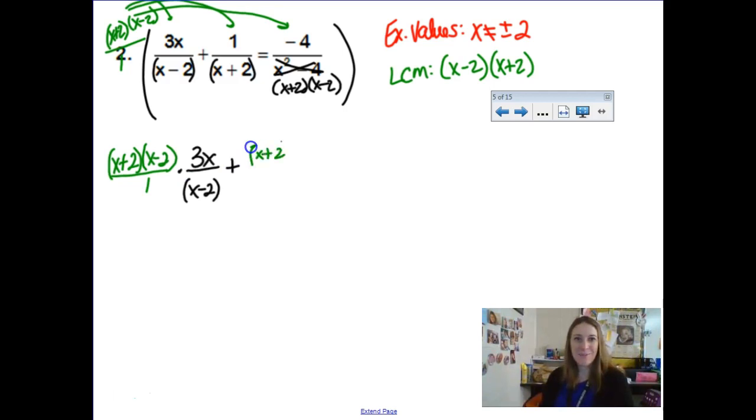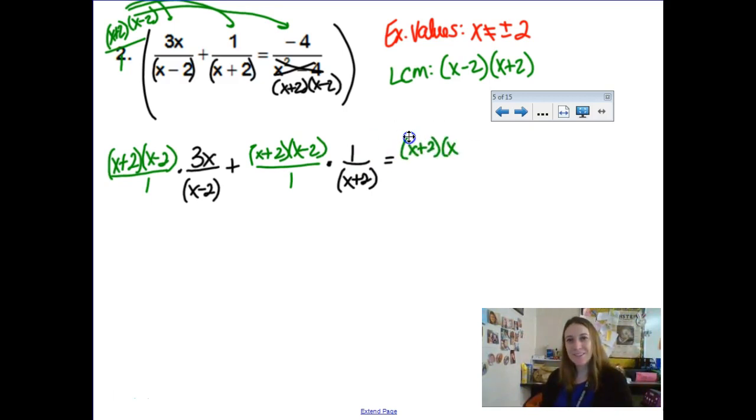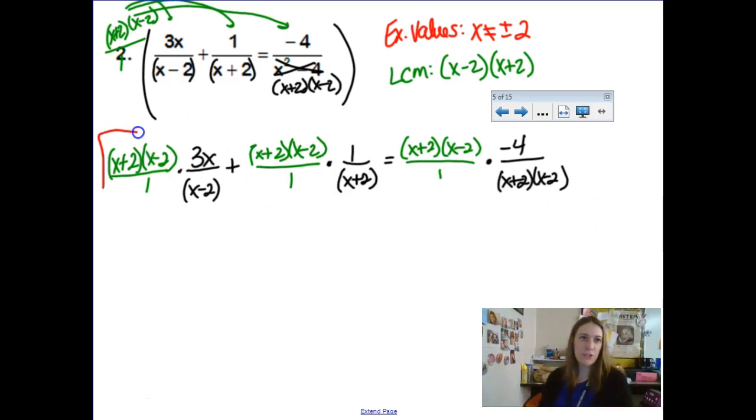You know me, I like parentheses around my factors, so I'm going to keep those. And then x plus 2 times x minus 2 over 1 times the next fraction, which is 1 over x plus 2. Again, keeping parentheses around the factors, equals x plus 2 times x minus 2 times our last fraction, which is negative 4 over x plus 2, x minus 2. I'm going to keep that factored form. Factored form is where it's at when you go to reduce all these. So let's look at each multiplication problem that we created because we're going to see some awesome cancellation.